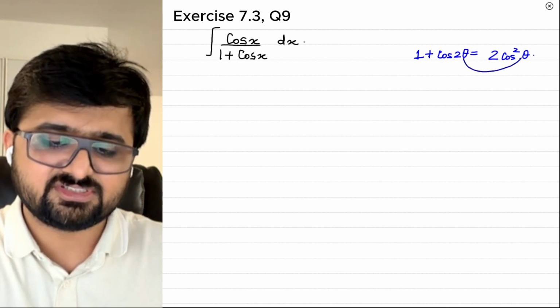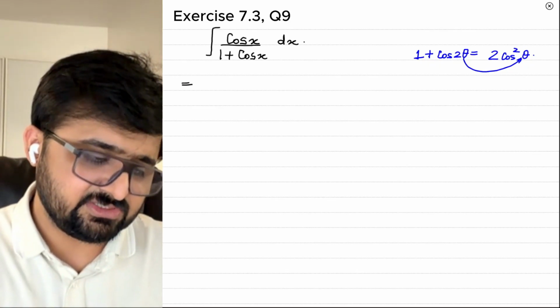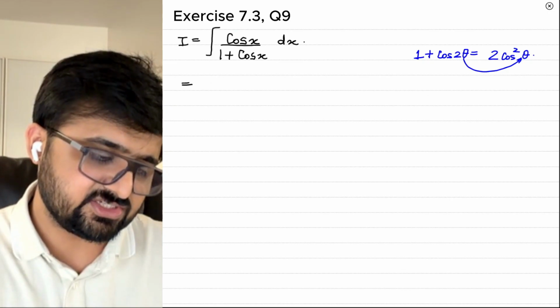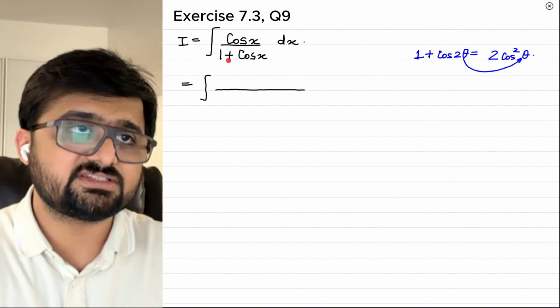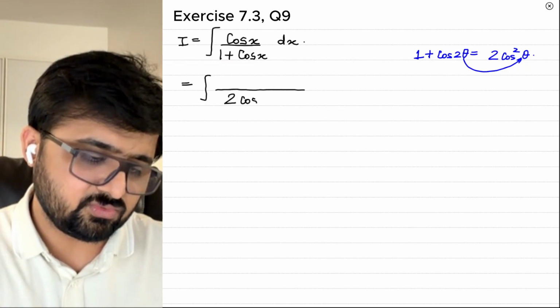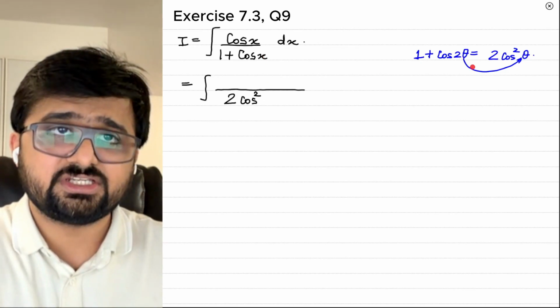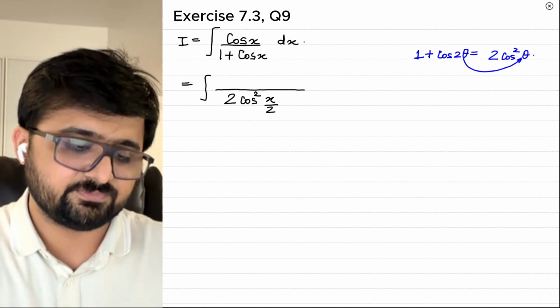That angle becomes half. Okay, so let's first apply that formula here and then we'll look at what to do with the numerator. But let's first say this is integration of I. Let's first do the denominator. So 1 plus cos x is 2 cos square. That angle becomes half because it's 2 theta, it was theta. So here that x will become x by 2.